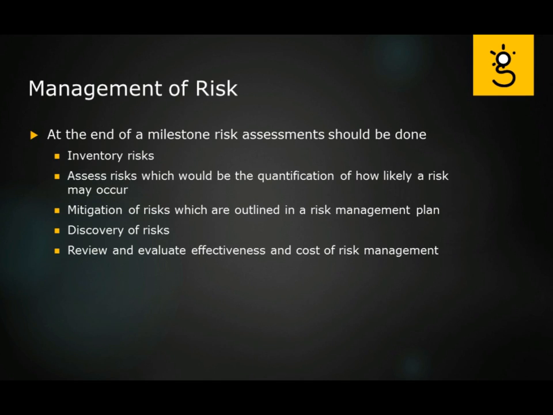Now, there are some things you should do at the end of each milestone within the project, which would be risk assessments. Now, what should you look at? What kind of risk assessments? Well, risks within inventory. Remember that when you assess risks, it's a way of quantifying how likely a risk may occur. And so we need to make sure that when we detect those, especially at the end of each milestone, we do our best to find a way to mitigate those risks. And they should be outlined in a risk management plan. We should have a way of discovering what those risks are and a method of reviewing and evaluating the effectiveness and the cost of risk management.